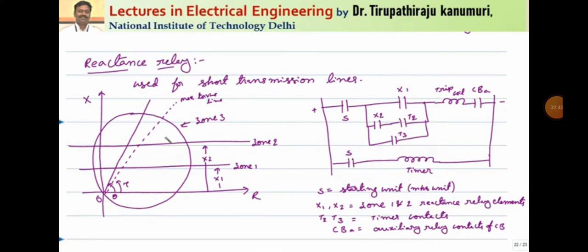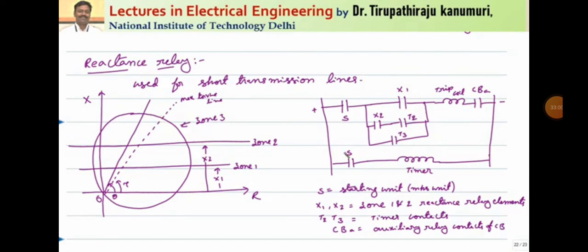So how to overcome this? For zone 1 and zone 2 we go for the reactance relay, and zone 3 is provided by the Mho relay or admittance relay. This Mho relay provides zone number 3. The advantage of the Mho relay is that it will operate only within this region.